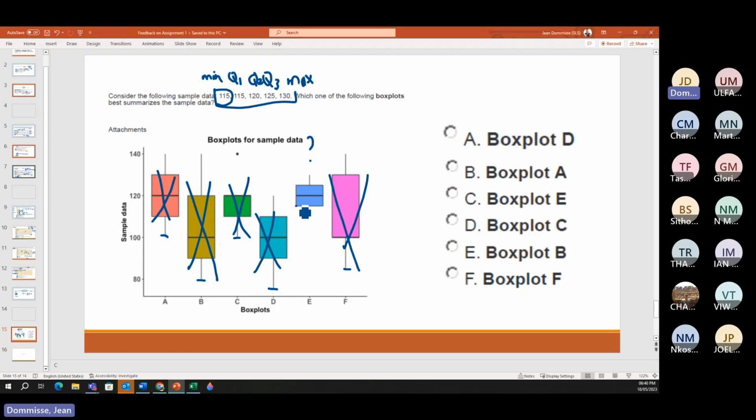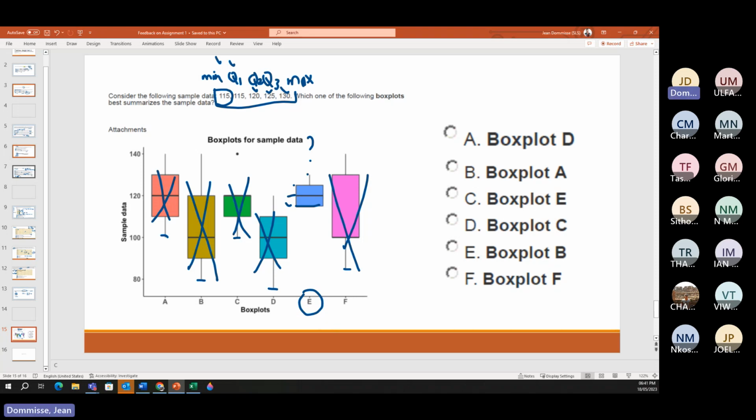Okay, so the minimum and your Q1 are exactly the same number, which is correct. Q2 seems like it is across 120, correct. Seems like that is just a bit higher, so we assume it's 125, and that also a bit higher at 150. So box plot E is the correct one.